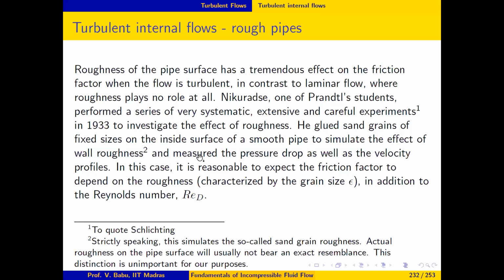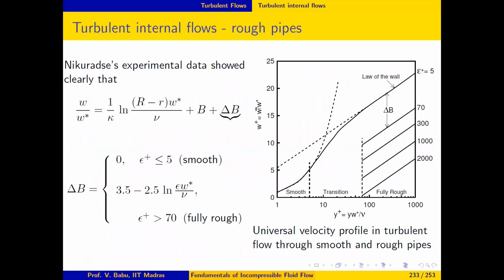Now, in this case, we can reasonably expect the friction factor to depend on the roughness, which is characterized by this grain size epsilon, and also on the Reynolds number. For the smooth pipe, the friction factor depended only on the Reynolds number. Now we can expect it to depend on the roughness also, in addition to the Reynolds number. Let us see what this relation looks like.